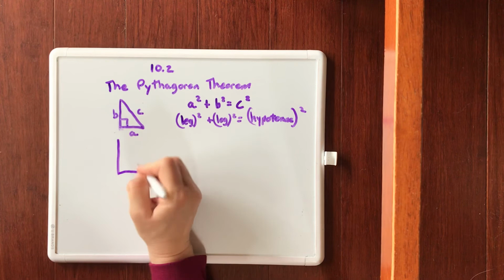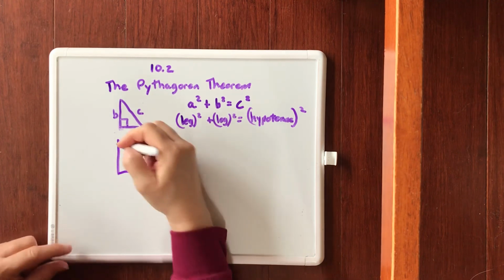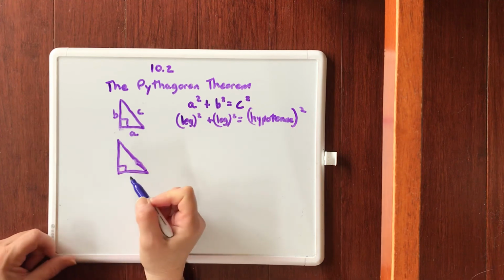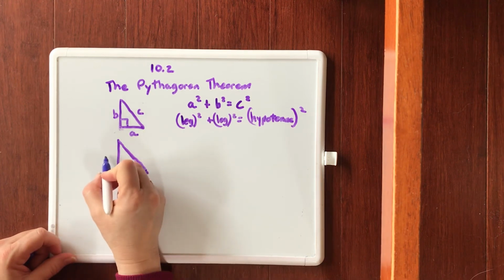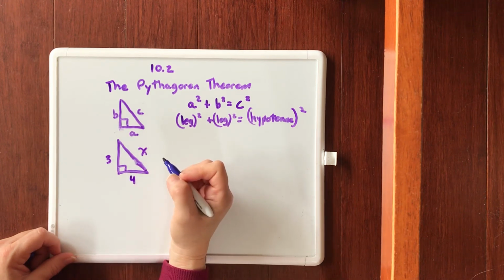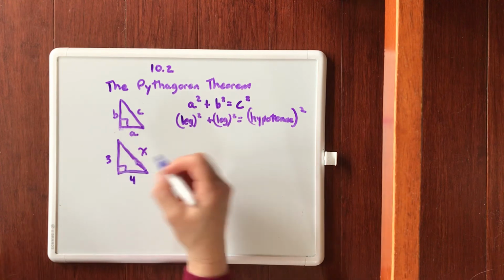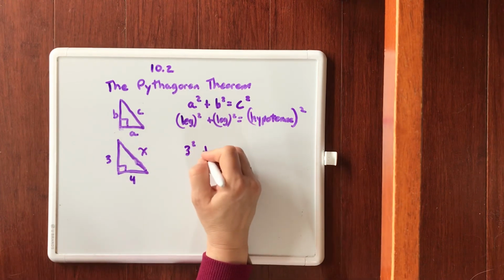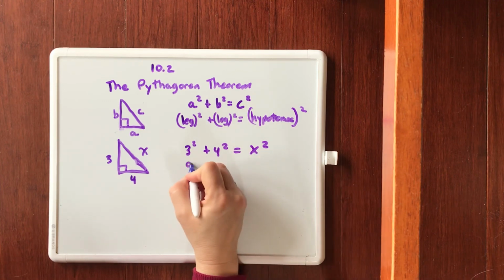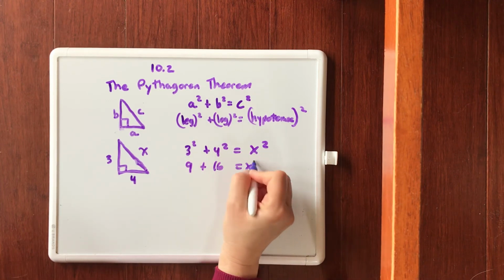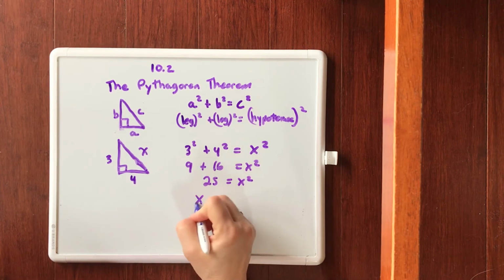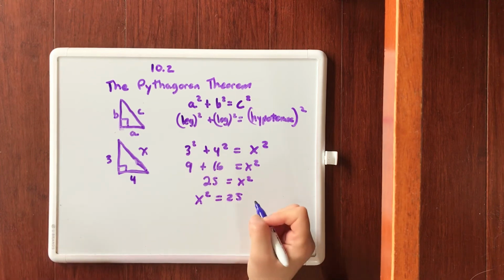Here's a right triangle. It's kind of hard to write when I'm laying on the floor here. Okay, so this is 3, 4, and x. Using the Pythagorean theorem, we know 3 squared plus 4 squared equals x squared. 9 plus 16 equals x squared. 25 equals x squared. I just switched it the other way.